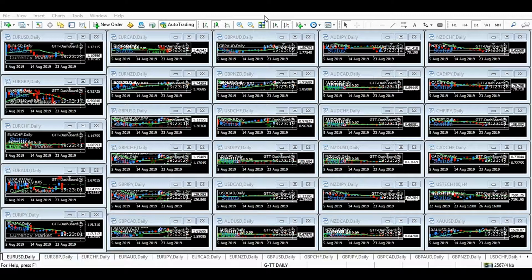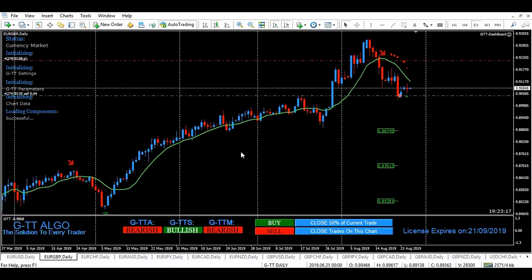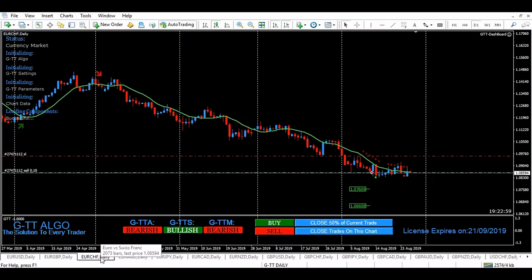So with that said, let's just run through some of the actual charts. Euro USD, no trades. Euro GBP, I've entered a short, so I'm expecting the market to continue to the downside. Euro Swiss franc, short position as well. So again, expecting the market to continue to the downside.